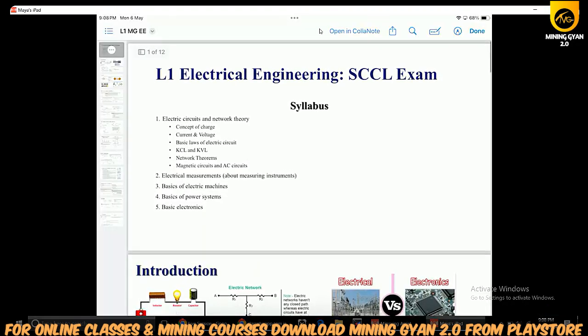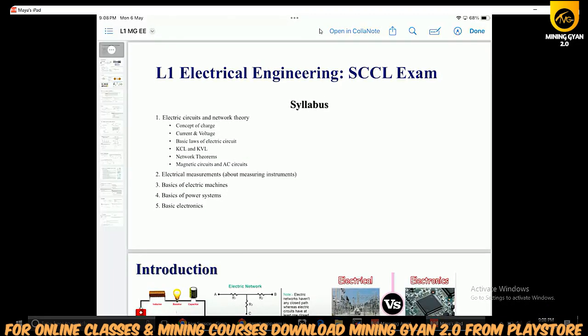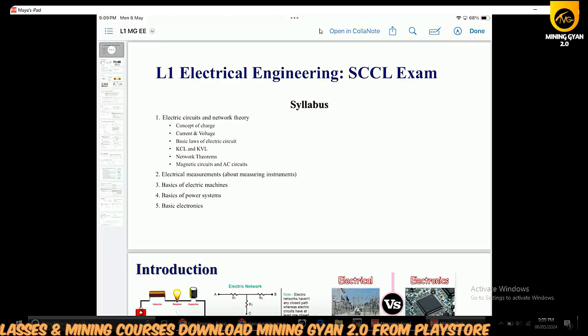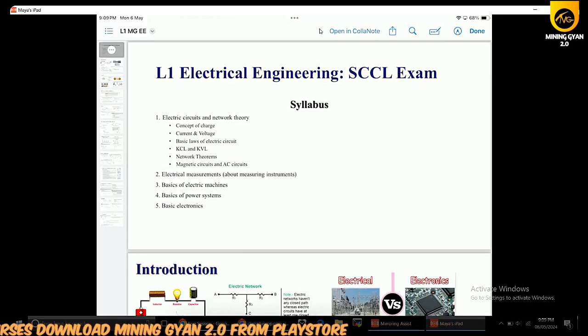This is the syllabus for the electrical engineering section of the SCCL exam. First is the difference between electric circuits and network theory, so first we will understand the difference between these two. Why are we going to understand electric circuit and network theory concepts? In order to understand the whole electrical engineering subject, right? In that section, first we will see the concept of charge, then we will understand what is current and what is voltage. After knowing these three things, we will go for the basic laws of electric circuits.